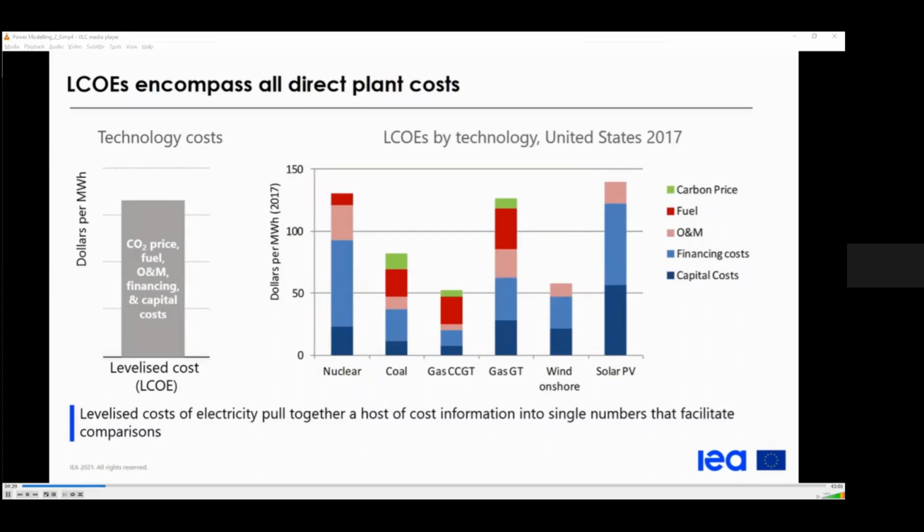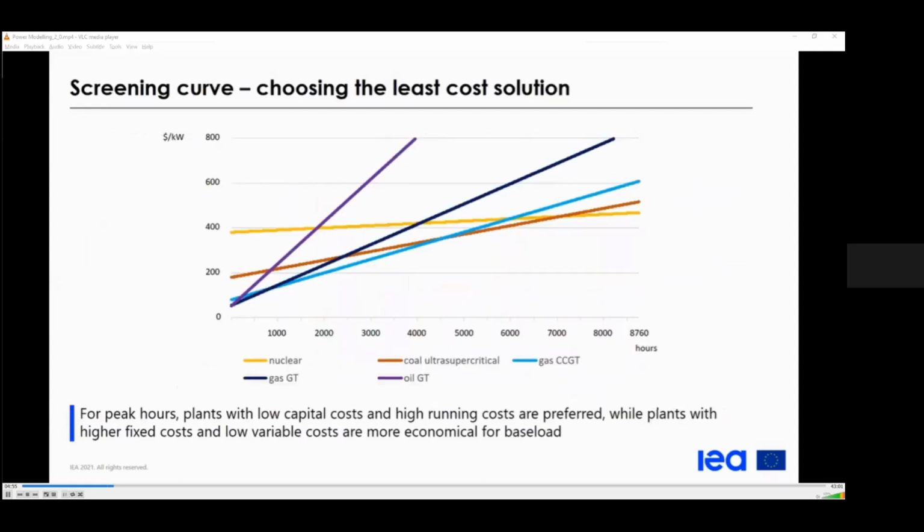Another point to highlight is that financing can be quite a significant proportion, especially for capital intensive technology. And if you have to pay a rate that reflects a very high market risk, then financing can be more important than the actual cost to build the plant itself. One limitation of the LCOE, especially in the simplified formula, is that the capacity factors used are often fixed.